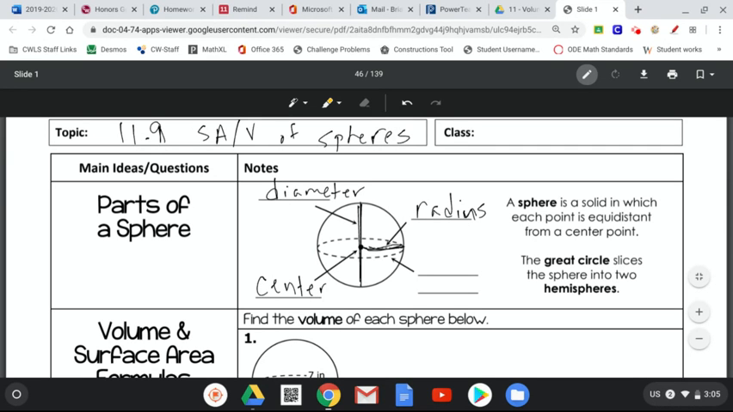This time we're just looking at, I think about it as three-dimensional circles. That's what it is. It's a sphere, it's a ball. A sphere is nothing more than just a ball. That's what I think about.